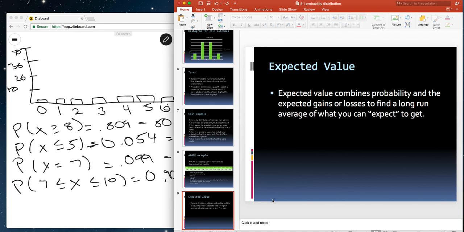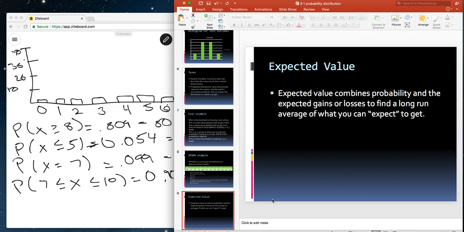Alright, so now statistics starts to get a little bit fun. We have something called expected value, and this is based on gambling. This is why we have expected value. So this basically combines probability and expected gains or losses that you're going to have over time. So after a while, you start to see some trends. You start to see when you win a game more frequently, when you lose a game more frequently, and we can actually sit down and calculate what our average expected loss or average expected gain could be.